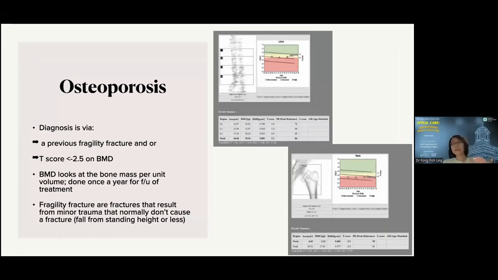So what exactly is a fragility fracture? A fragility fracture is a bony fracture that results from very low impact, usually from a fall from a standing height or even a lower height. Normally, these fractures are seen at several different locations. It can be seen at the wrist, at the shoulder at the humerus, at the hip, at the pelvis, and of course, in the spine.